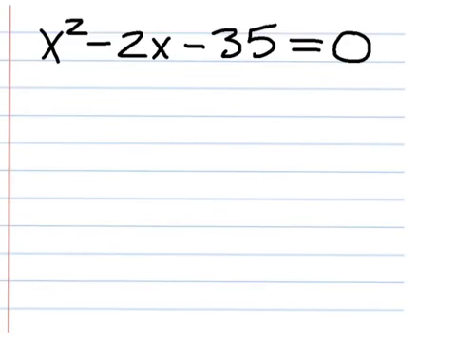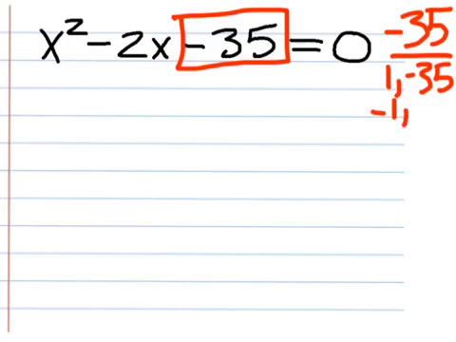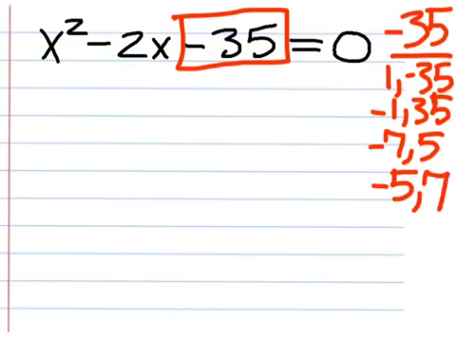Okay, solution for the practice problem. We want to find the factors of negative 35. What are our factors of negative 35? 1 and negative 35, so that means negative 1 and 35 will work. Negative 7 and 5, so negative 5 and 7 will work.